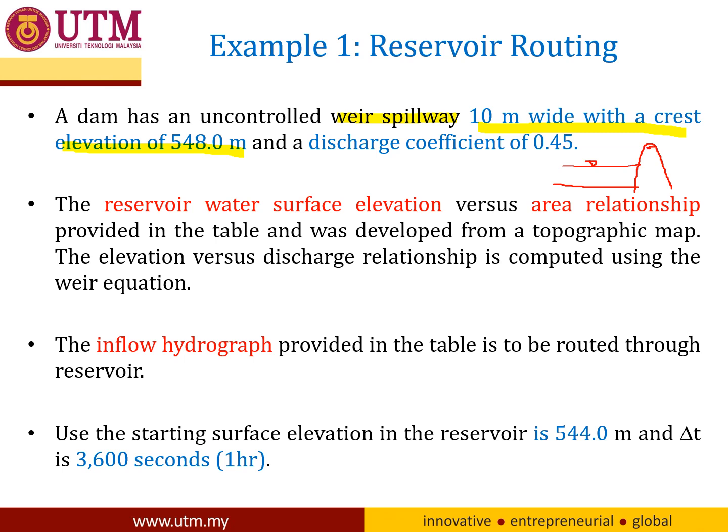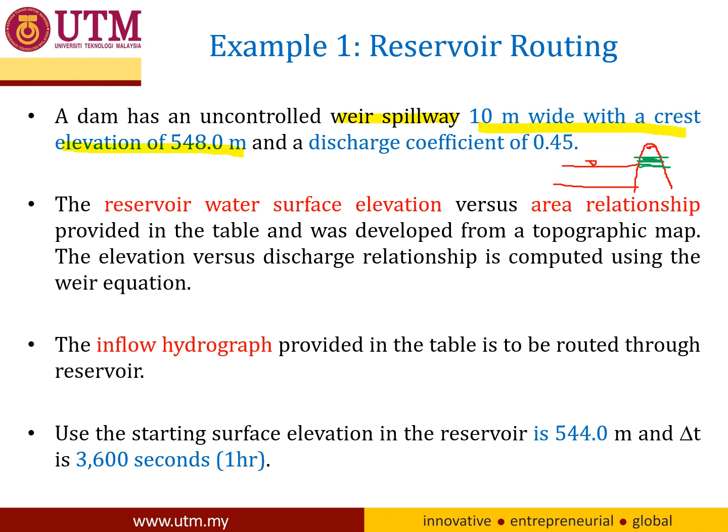So what does it mean by a crest elevation of 548? It means the crest, the top of this spillway, is 548. Usually the spillway is maybe underneath here. Okay, I will erase this part. So the crest of the spillway might be this. There will be some opening here. The crest of the spillway is 548 meter.